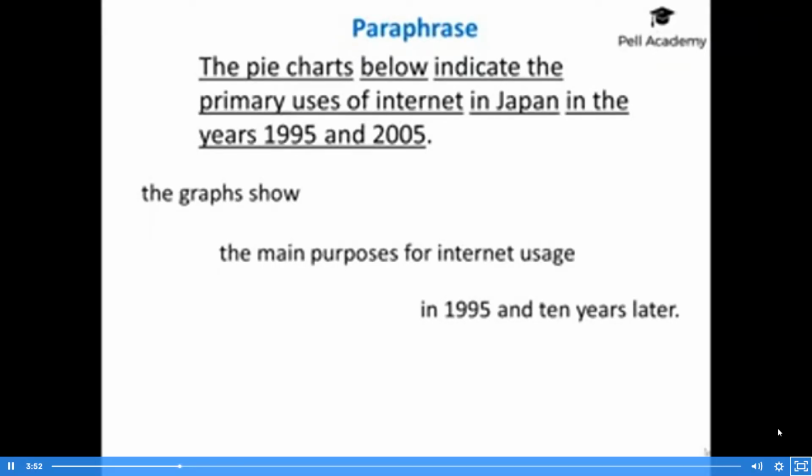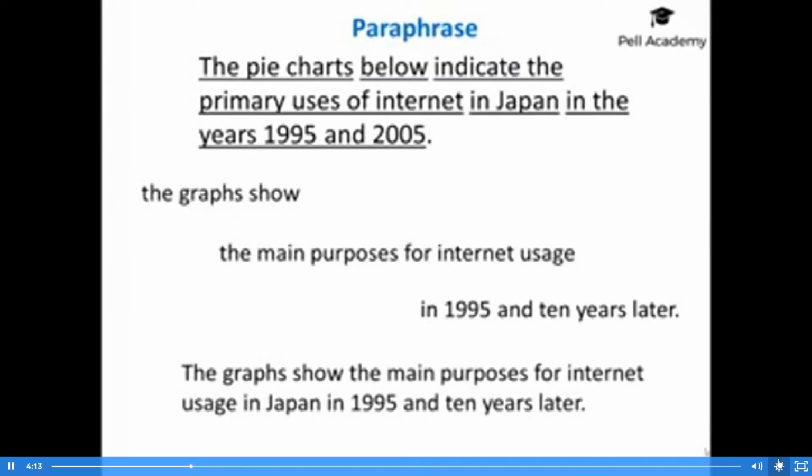If you want to use my synonyms there and try to piece that together into a complete paraphrase, feel free to pause it again, and then I'll show you the answer in about 2 or 3 seconds. Okay, so this is what I have. The graphs show the main purpose for internet usage in Japan in 1995 and 10 years later.